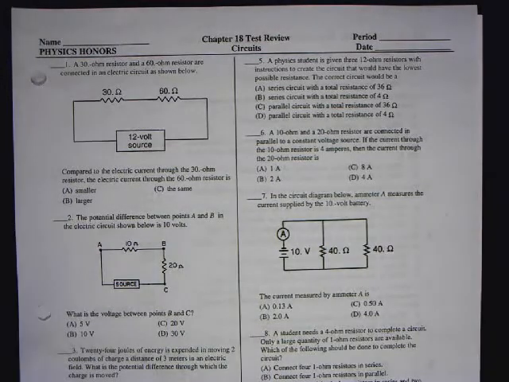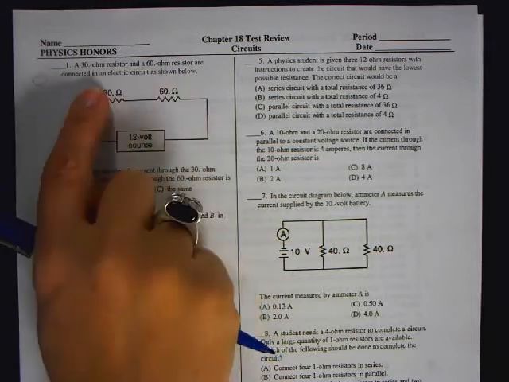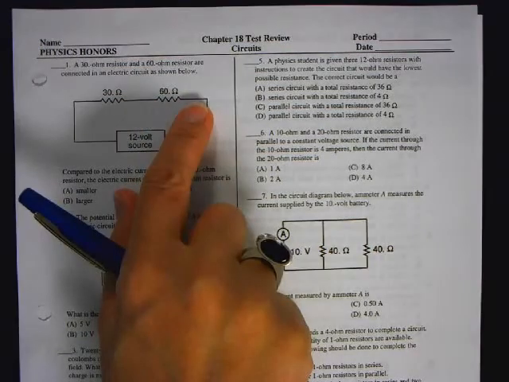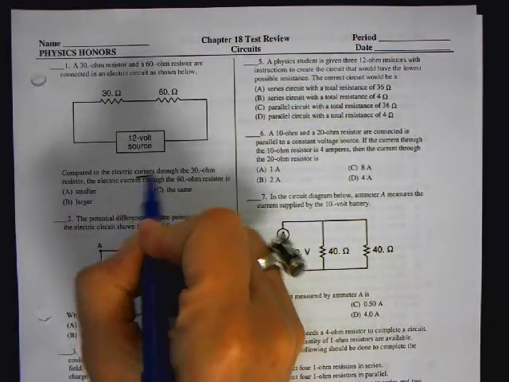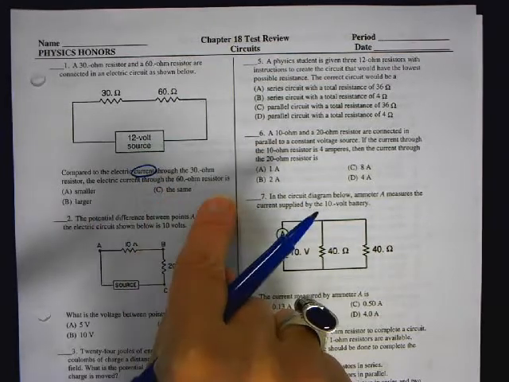Chapter 18, Review for Test. The multiple choice. Number 1. A 30 ohm resistor and a 60 ohm resistor are connected in an electric circuit as shown below. Compared to the electric current through the 30 ohm resistor, the electric current through the 60 ohm.